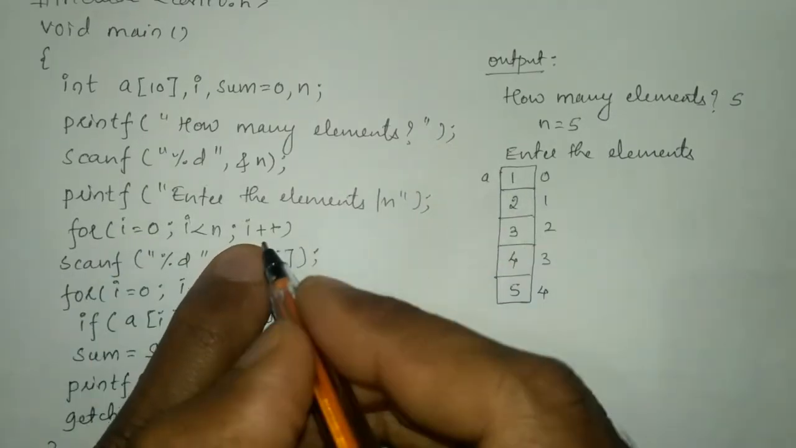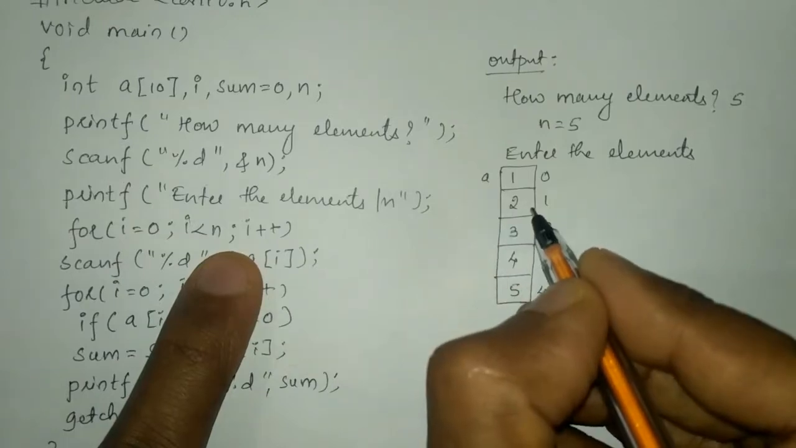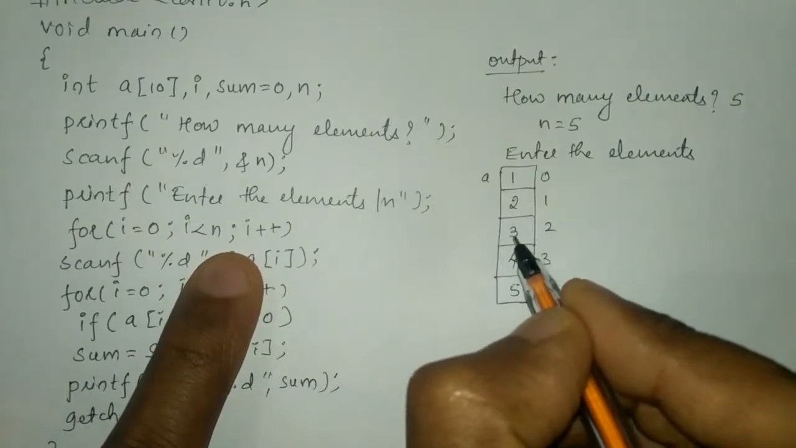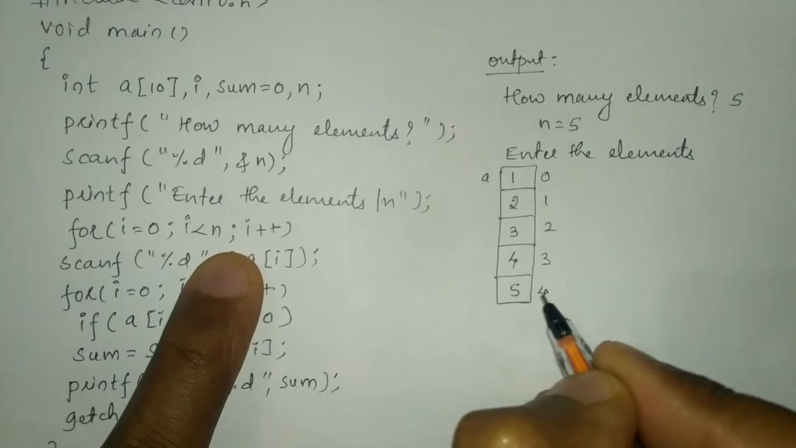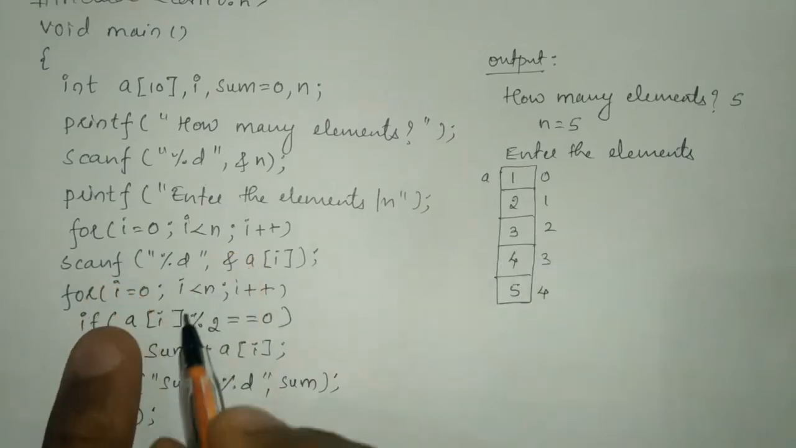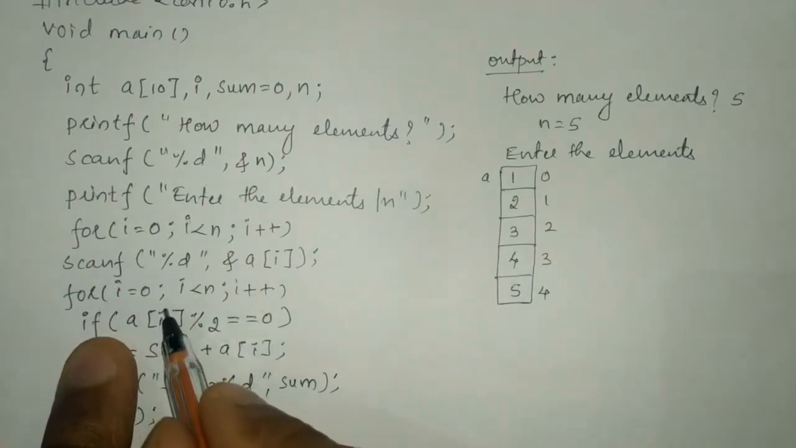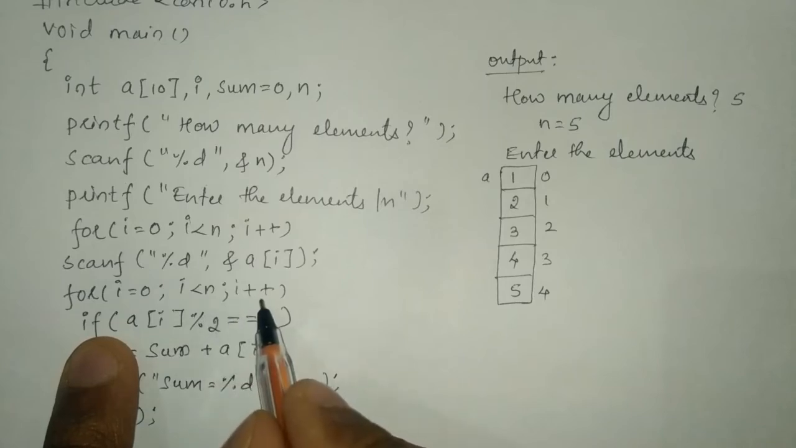Again it increments the value of i by 1. A of 1 consisting of 2. A of 2 is 3. A of 3 consisting of 4. A of 4 consisting of 5. So next, for i is equal to 0, i is less than n, i plus plus.